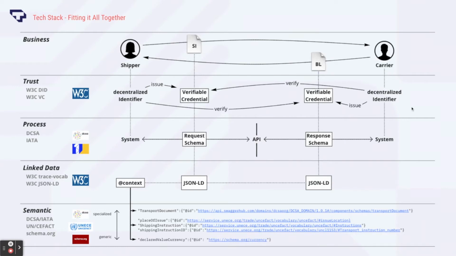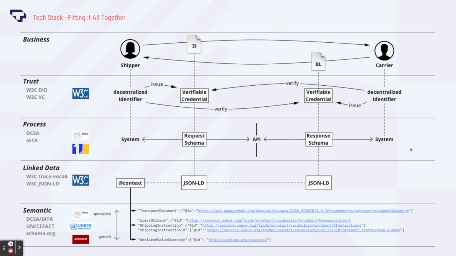Underneath, you have the trust layer, as I call it, which is based on the decentralized identifier and verifiable credential standards that allows the shipper to issue the shipping instruction, which can then subsequently be verified by the carrier. And on the reverse, the carrier issues the bill of lading, which can be verified by the shipper, or for that matter, anyone else receiving the bill of lading data.